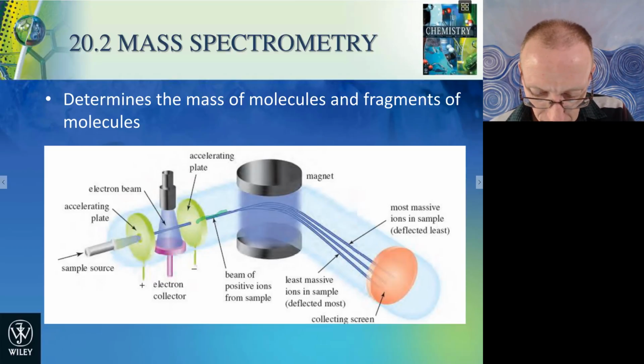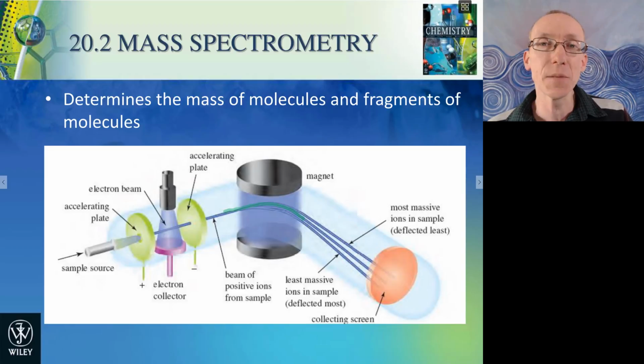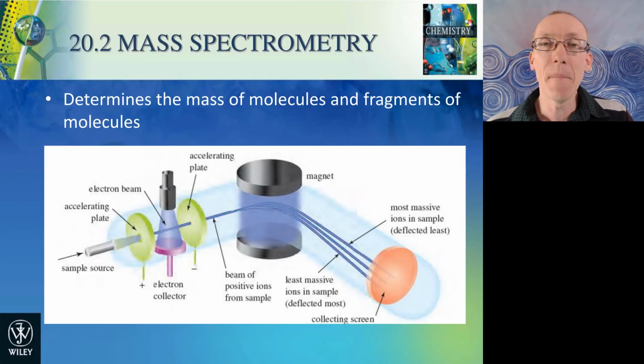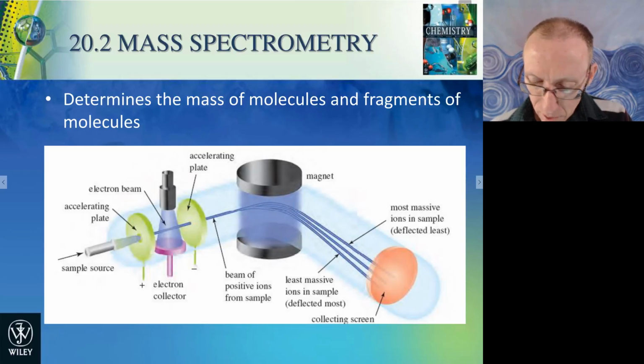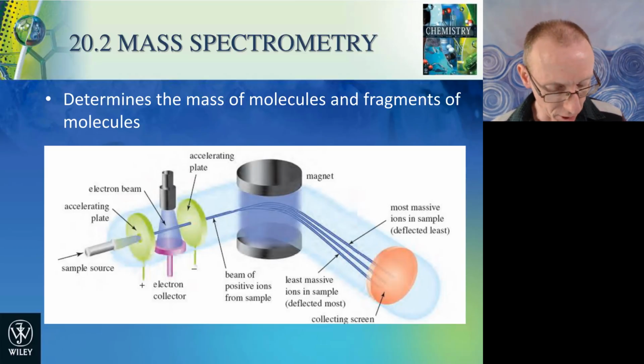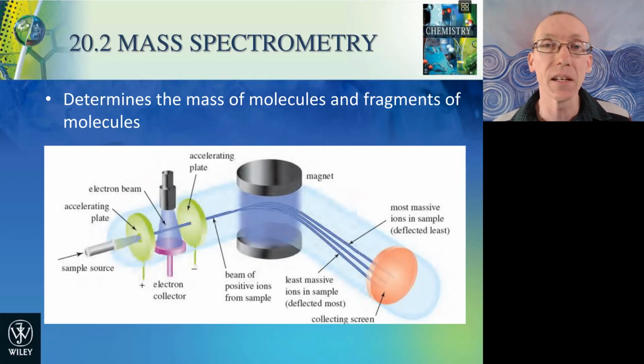That beam of ions then goes through a magnet, and there's an interaction between magnetic fields and charged species so that they get their path changed by that magnet. The degree by which their path is changed is related to their mass to charge ratio. So the most massive ions in the sample are deflected the least, so they end up going over here, whereas the lightest ions are deflected the most, so they end up going over here, and you can detect the differences between these ions with a collection screen over here.